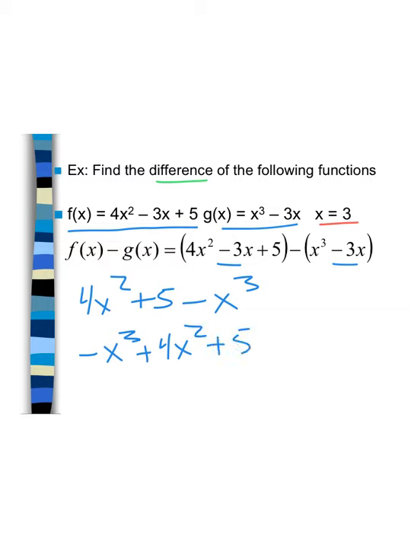One thing I would like to point out here is that our negative x is actually going to look like this. So we have an x inside of parentheses. And this means we're going to go ahead and cube our x and then make it negative. Okay, let's go ahead and evaluate this for x equals 3 then.